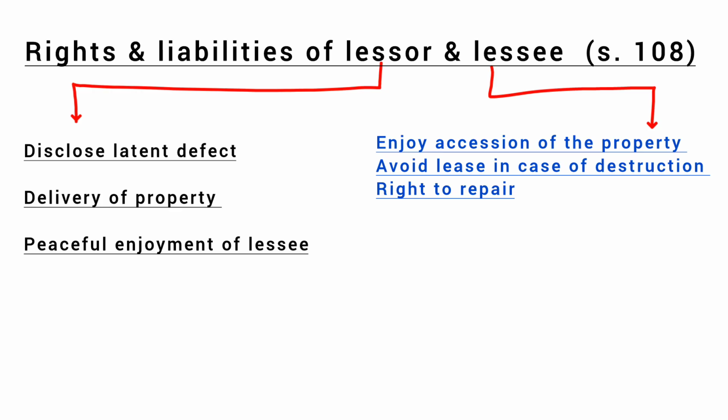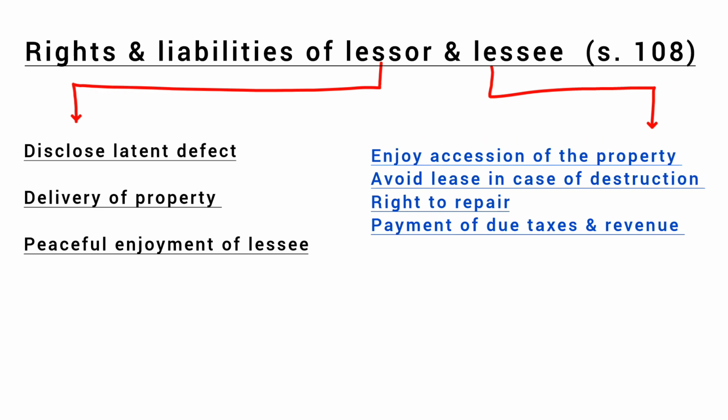First, if the property is increased or there is any kind of accession to the property, he has the right to enjoy it. The lessee can avoid the leased property in case of any kind of destruction, whether by fire, by storm, by flood, etc. As the lessee is enjoying the property, he has a right to repair the property whenever it is needed. And if the lessor neglects such repair, the lessee does it, and he can deduct the expenses or recover it. Now, when the lessee is enjoying the property, he has to make the payments of whatever taxes or revenue are due on the property, and that also can be recovered from the lessor.